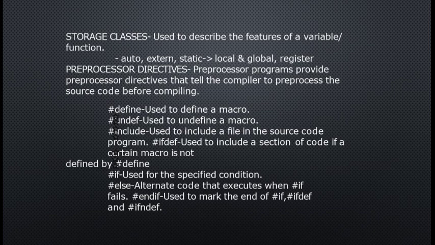Preprocessor directives. C programming provides preprocessor directives that tell the compiler to preprocess the source code before compiling. #define is used to define a macro. #undef is used to undefine a macro. #include is used to include a file in the source code program. #ifdef is to include a section of code if a certain macro is defined by #define.